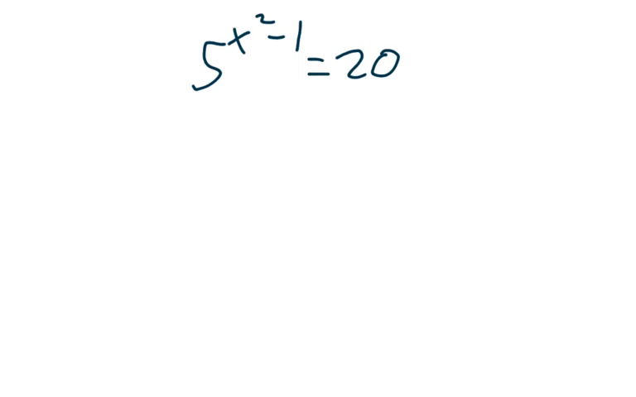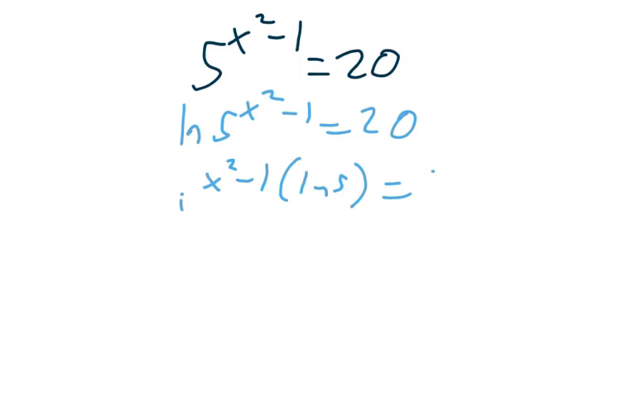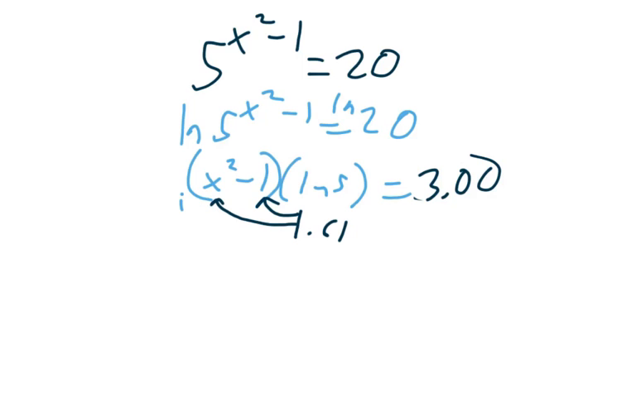Alright, last problem for this video. Once again, I'm going to take the natural log of both sides. And then I got x squared minus 1 times the ln of 5 equals the ln of 20. So let me erase this. The ln of 20 happens to round to 3.00. The ln of 5 is 1.61. And I'm going to distribute it over here. So I got 1.61 x squared minus 1.61 equals 3.